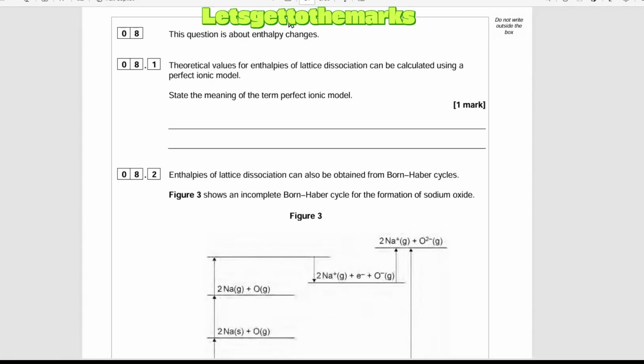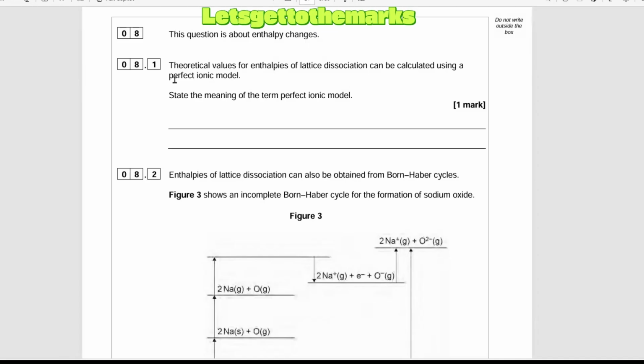Okay, welcome to Let's Get to the Marks. This one is on the Born Haber cycle and the perfect ionic model, that type of thing. So what you should do at the start of each one of these questions, this is A-level chemistry, by the way, in case you clicked on this thinking it's GCSE, pause the video, get your pen, get your paper, get your calculator, have a go at the questions as I go through them, and then unpause the video to watch the explanation.